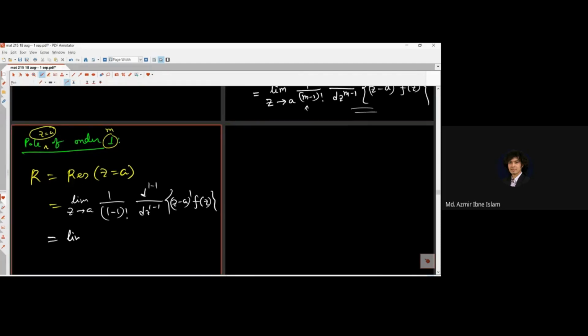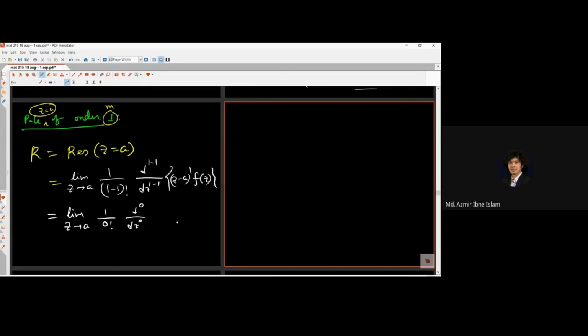So limit z tends to a, 1 over 0 factorial. You know that 0 factorial is 1. And d to the power 0 over dz to the power 0, anything to the power 0 is giving us 1. So that means we are getting (z minus a) f of z. So finally, we are getting limit z tends to a, 1 over 1 is 1, and d to the power 0 over dz to the power 0 is also 1. So this part is actually 1, and finally we have (z minus a) f of z.